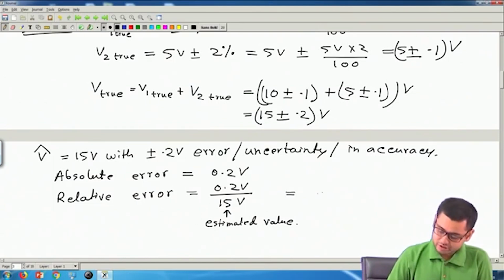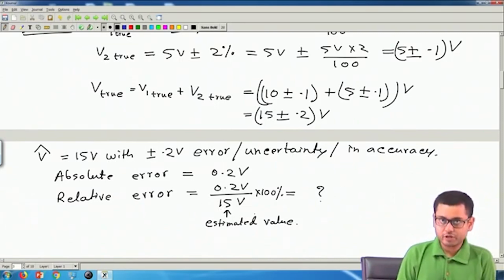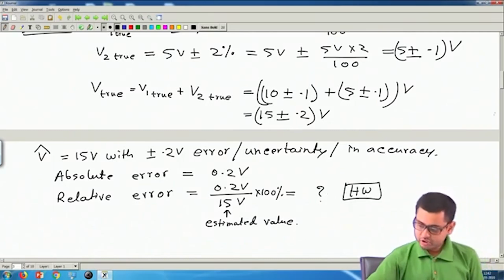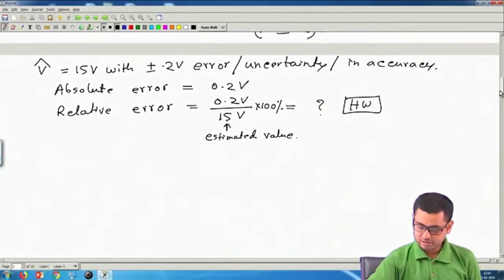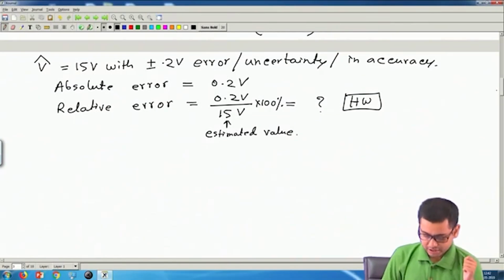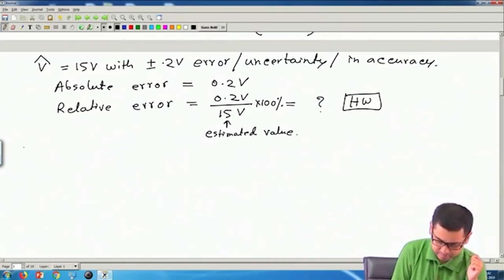So then let us multiply it with 100 and you can compute what this value is. This you can find with a calculator. I do not have a calculator right now, so you can do it. Homework. So this is how to calculate the absolute and relative error in this situation.